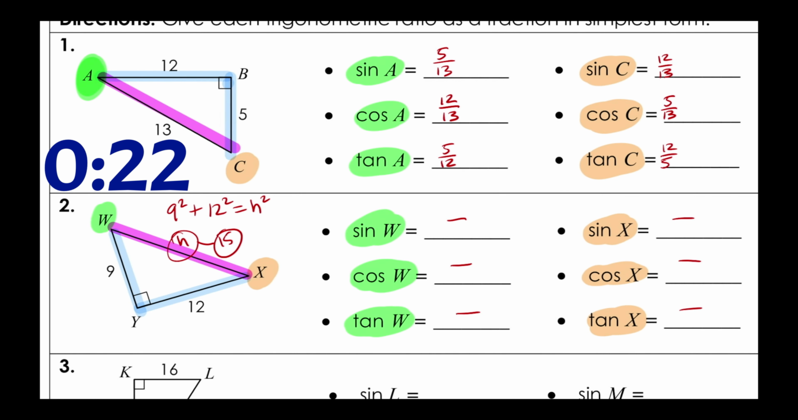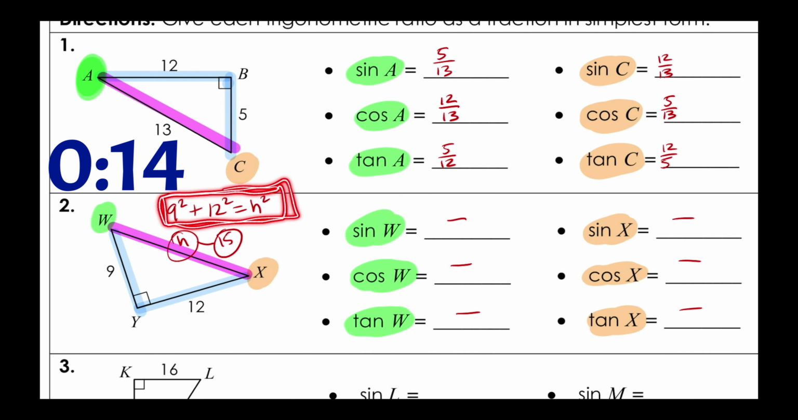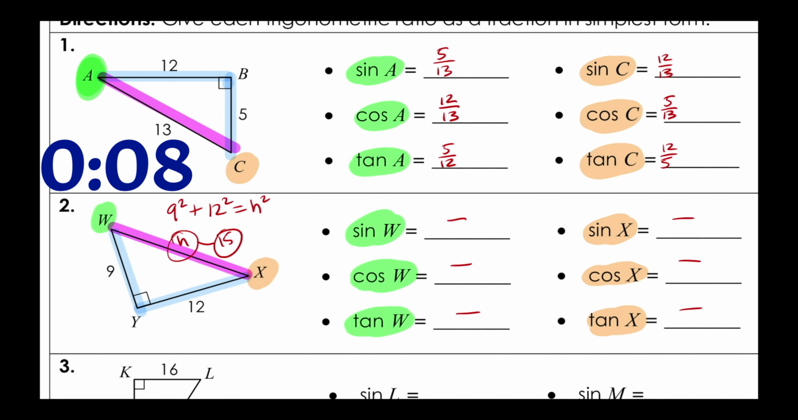So yes, some people in the chat told me H is 15. They did the Pythagorean theorem. Someone just asked, how do you know H is 15? They solved the Pythagorean theorem equation to find H. H is 15. Now that you know H is 15, fill in sine, cosine, and tangent of W, and sine, cosine, and tangent of X. I want to do that quickly before we leave because we have a couple of minutes. So really quick, let's start with the greens.